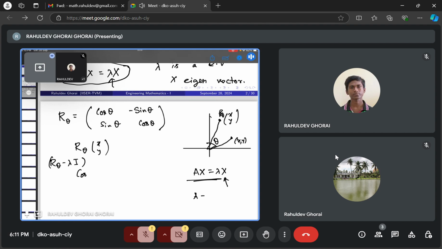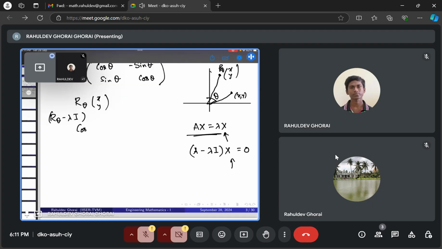So what does that give? A minus lambda I times x has to be 0, and x has to be non-zero. Zero is always a solution, but to get a non-zero solution, the determinant of A minus lambda I has to be 0, and from there you can get the value of lambda.